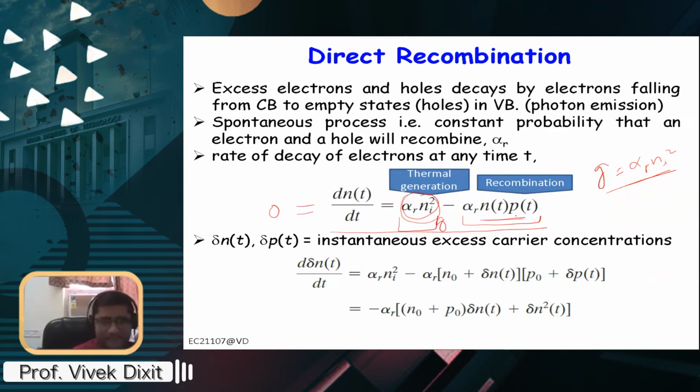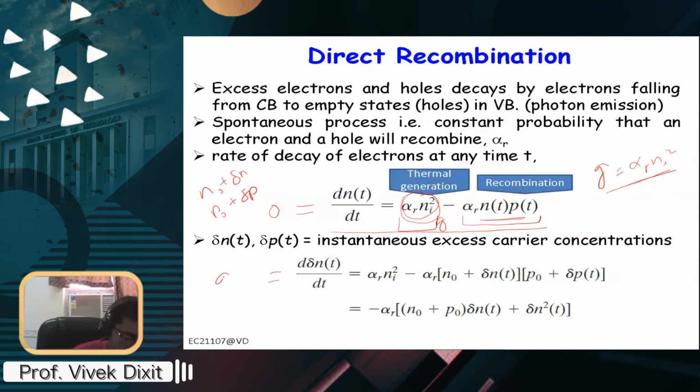Now we can define n naught as the equilibrium electron concentration, p naught as the equilibrium hole concentration, and n is n naught plus delta n, p is p naught plus delta p. If we are generating these electrons and holes through optical means, the number of electron holes generated will be equal, especially from the optical process. If you are injecting carriers, then of course you can have different delta n and delta p.